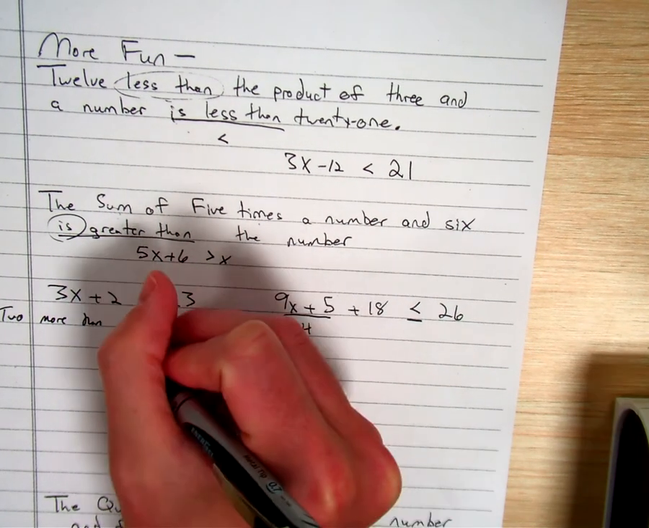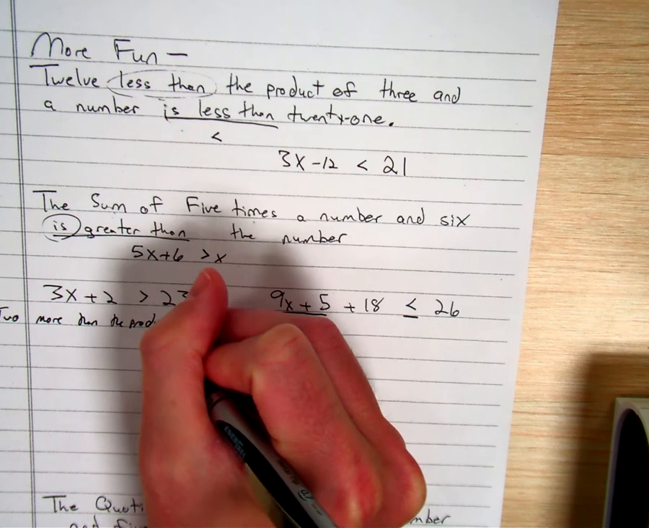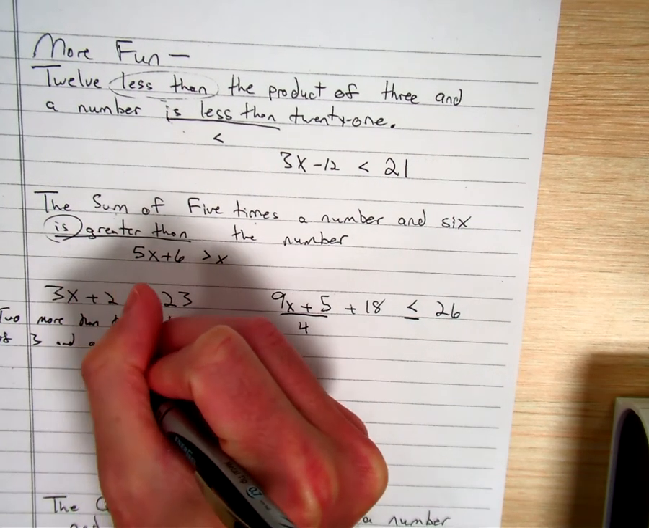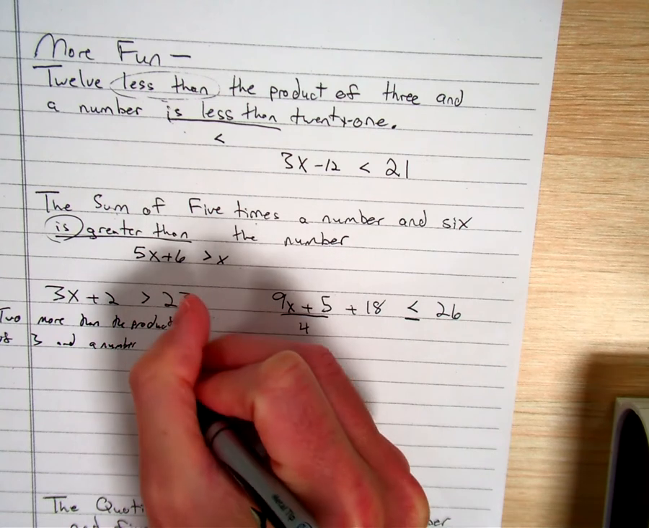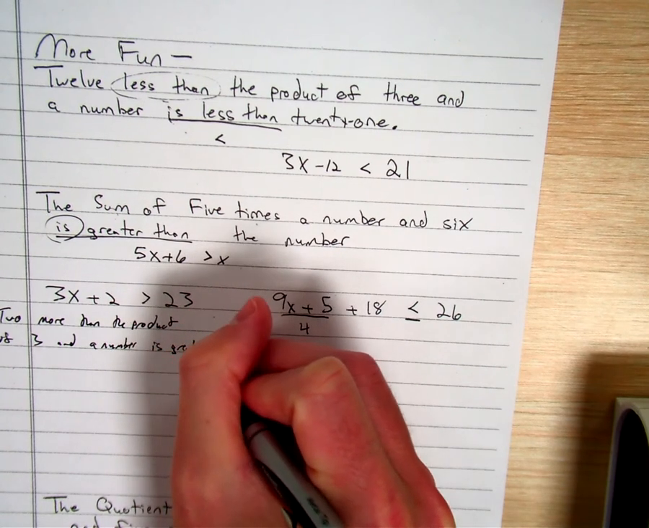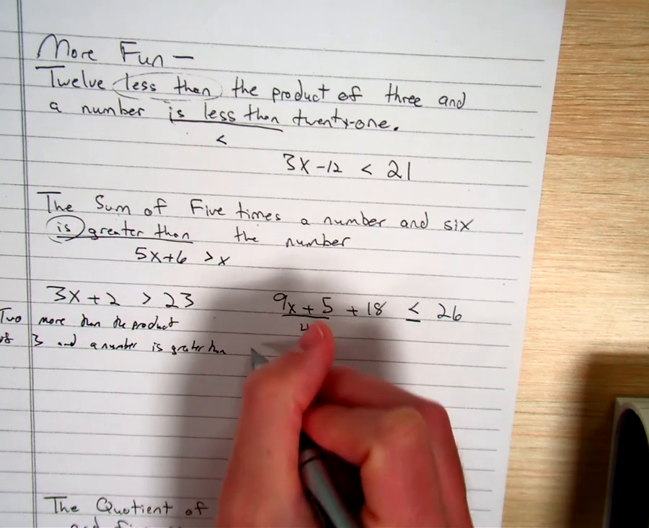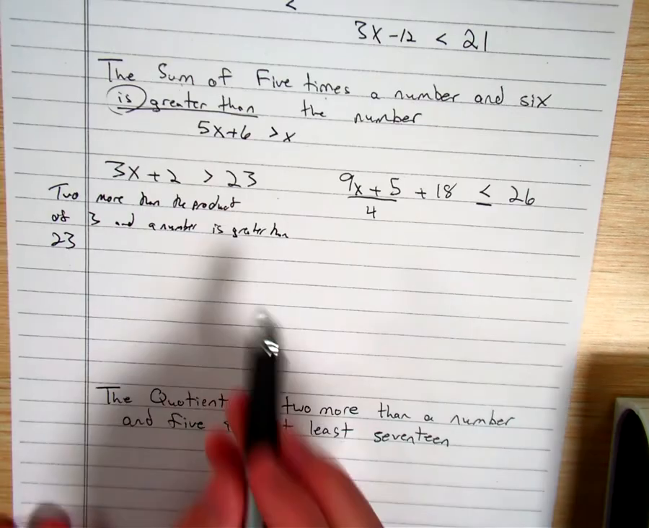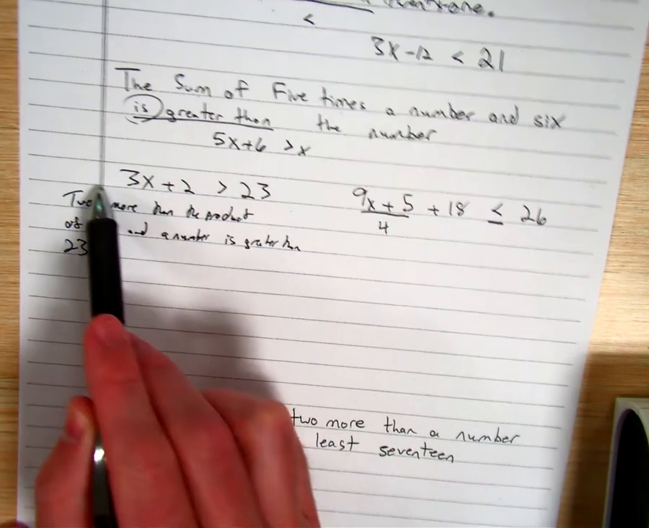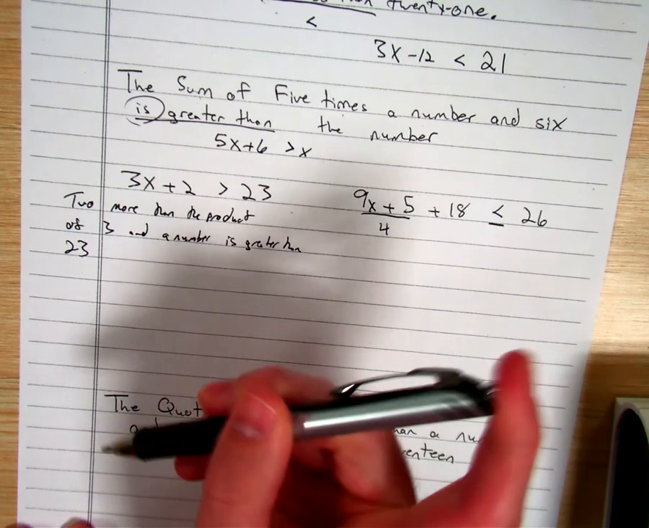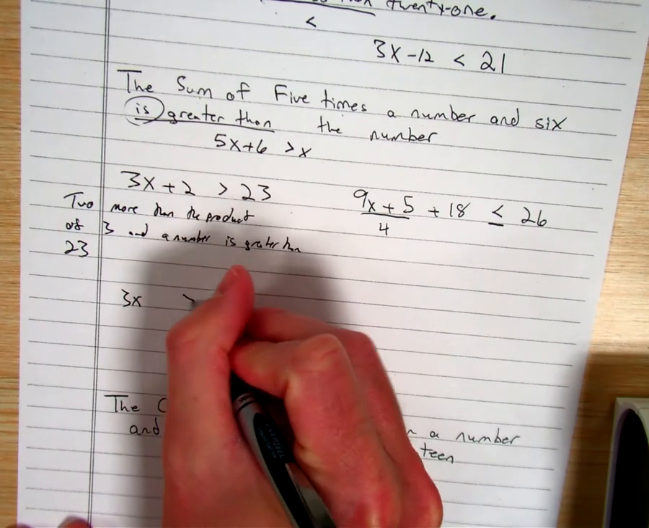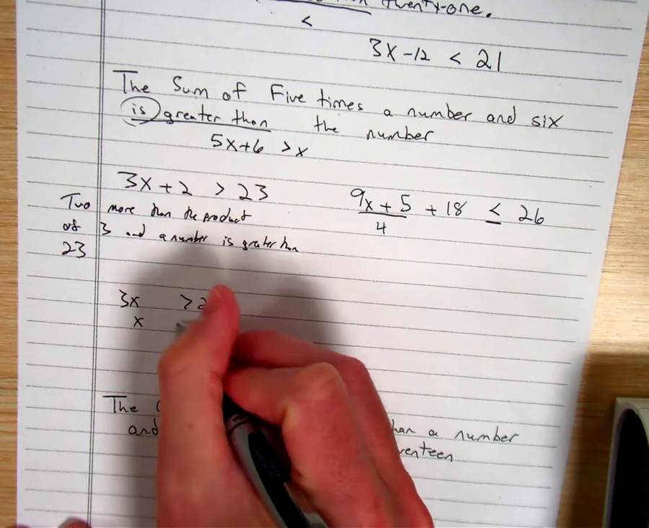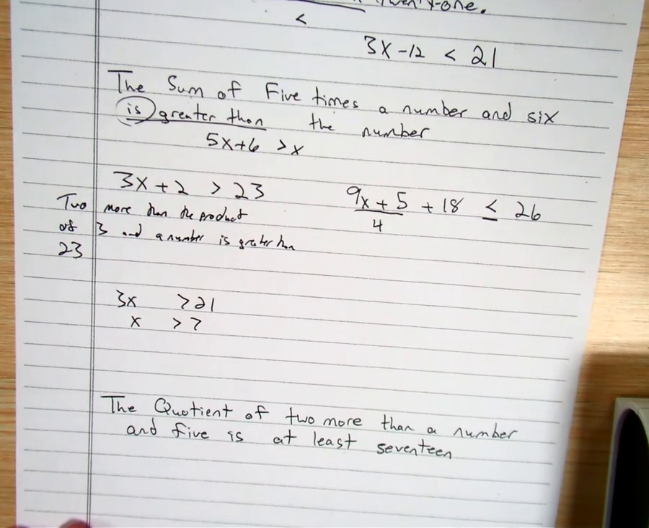The product of 3 and a number is greater than 23. And I'm just going to write the number 23. Okay, again, this is not going to be that big of a deal. It's going to be more, can you solve this? Okay, so let's subtract the 2 over. If I subtract that 2 over, we have 21. Divide by 3, x should be greater than 7.